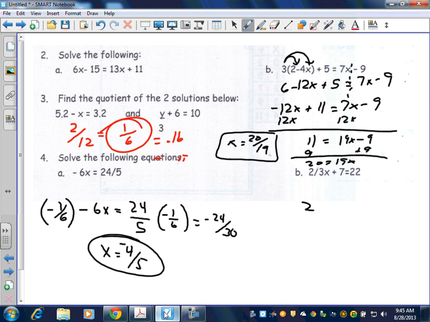Again, 2/3 x equals 15. Where in the world did I get 15 from? That doesn't have a 15 in it, but I wrote 15 right here. I subtracted my 7. So this time it's 2/3. Again, what's the reciprocal of 2/3? 3/2.